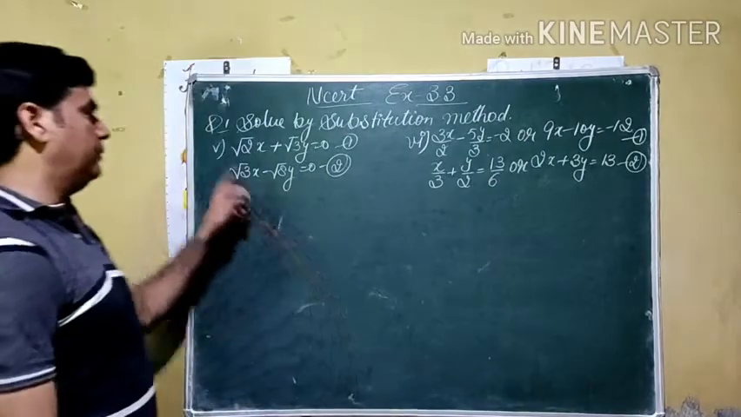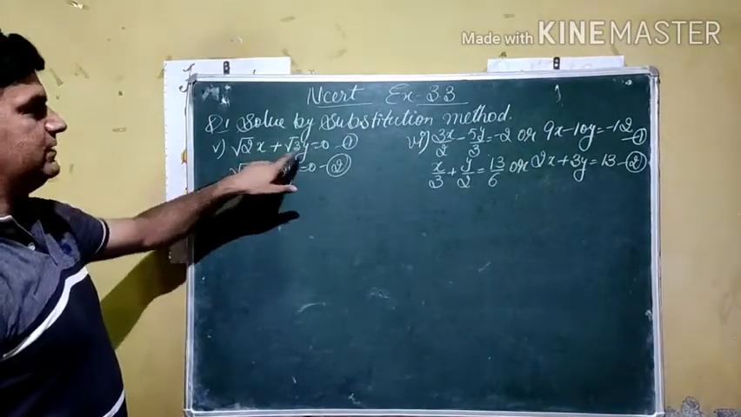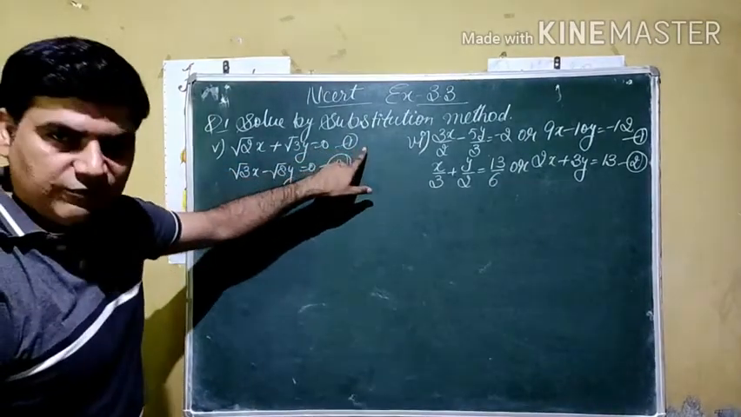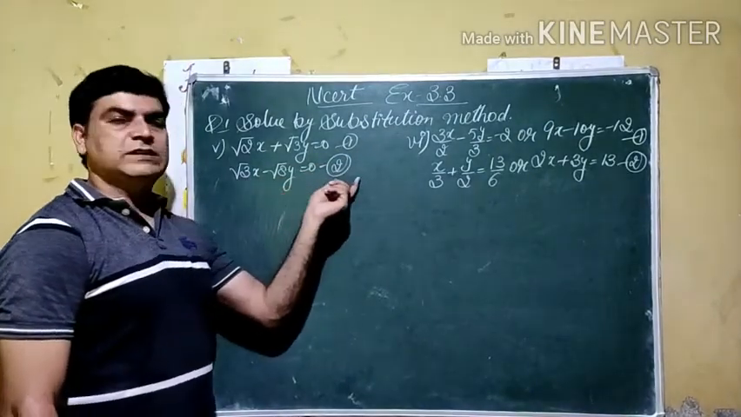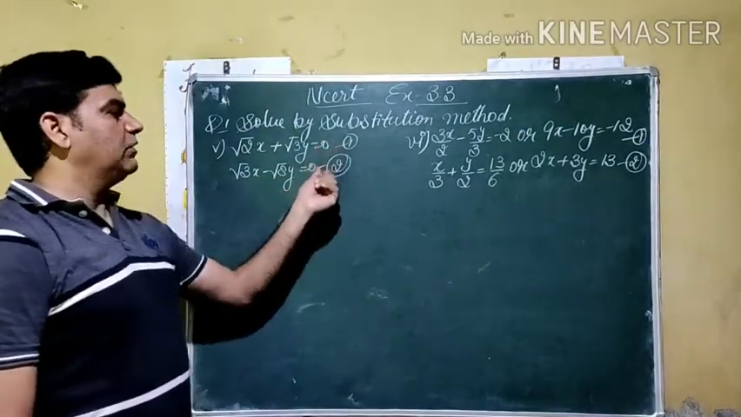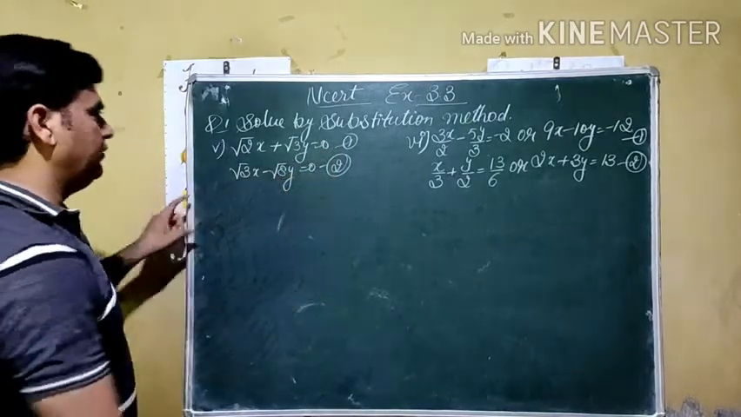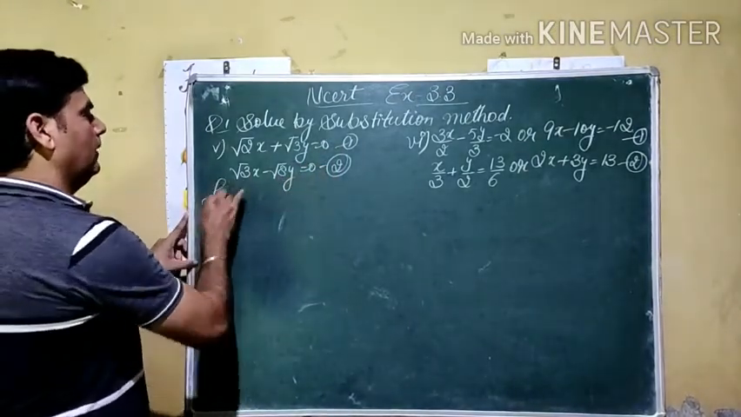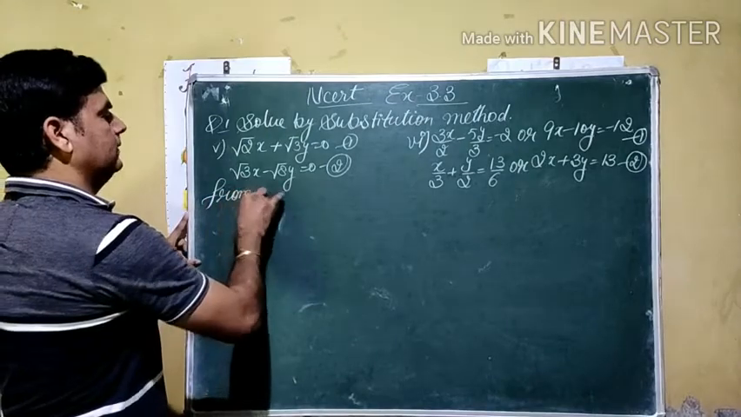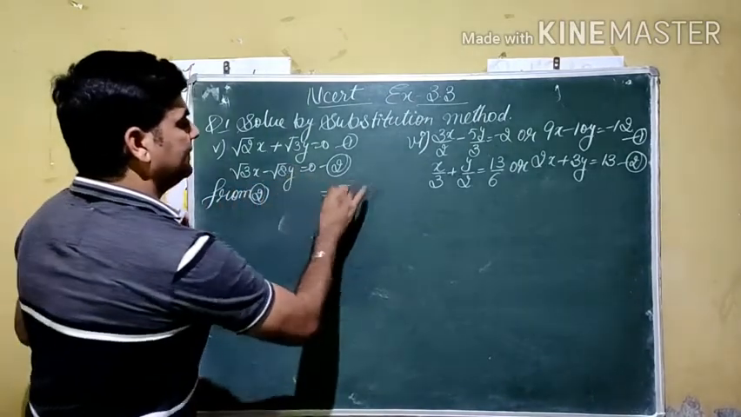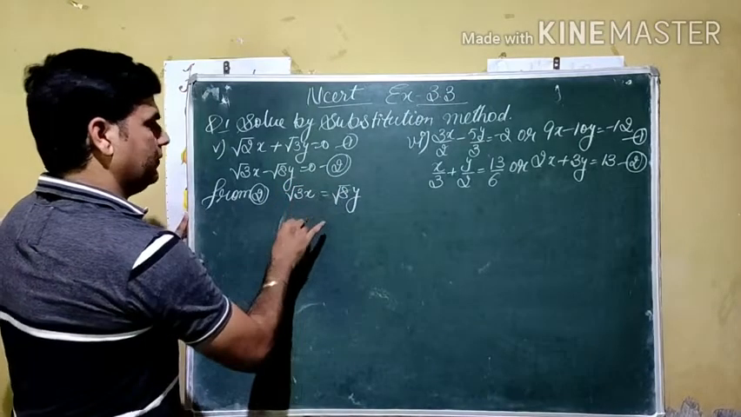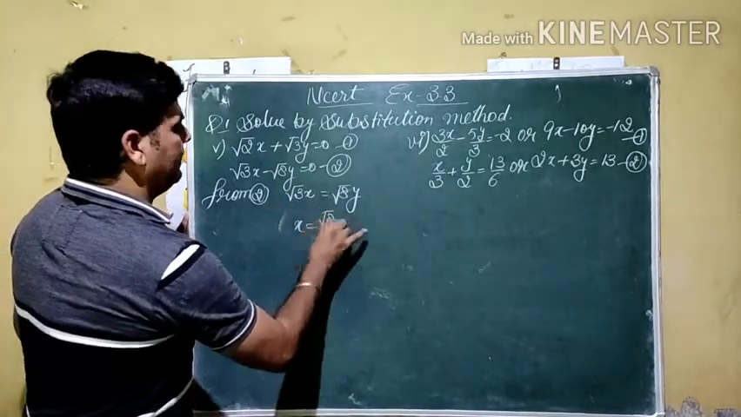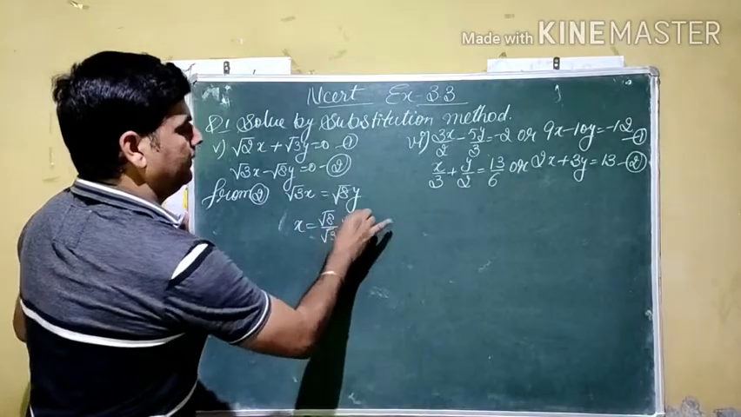Now looking at part number 5, it is given by cube root 2 x plus cube root 3 y equal to 0 in the first equation, and the second one is given by cube root 3 x minus cube root 8 y is equal to 0. If you see here, both the constant terms are 0. So we are using equation 2 to get the value of x. Shifting this to the right hand side, the sign changes. It is cube root 3 times x. So the value of x from here becomes cube root 8 by cube root 3 times y.